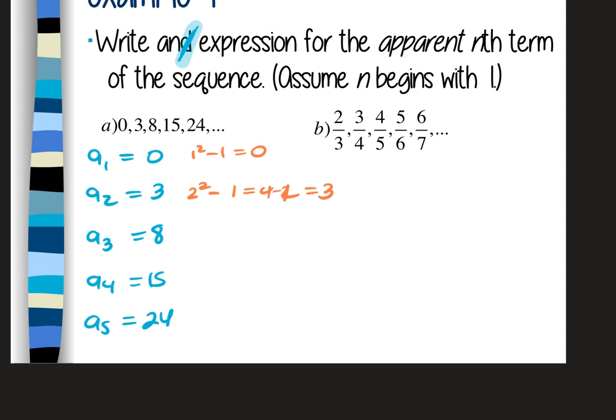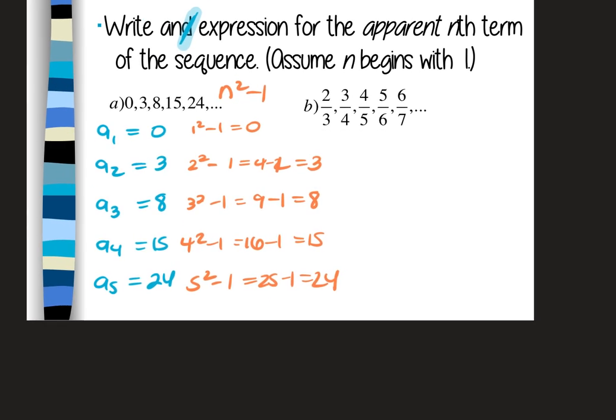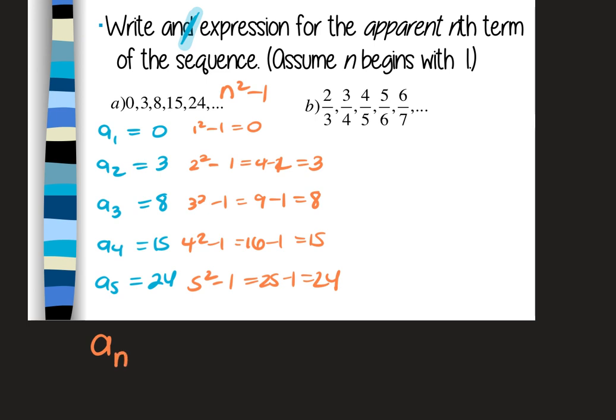So now we're saying this could be n squared minus 1, and let's test that theory. This would be 3 squared minus 1, 9 minus 1, that's 8. This would be 4 squared minus 1, 16 minus 1, that's 15. And then 5 squared minus 1, 25 minus 1, which is 24. So we've established our pattern, and you rewrite it in equation form: a sub n equals n squared minus 1.